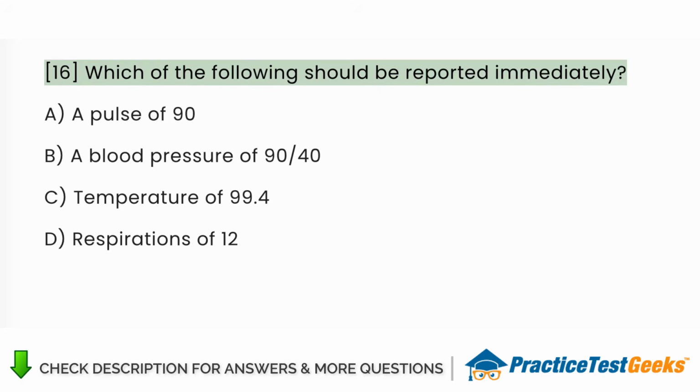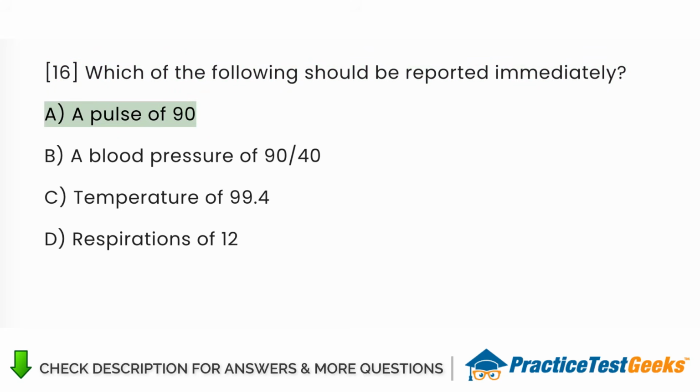Which of the following should be reported immediately? A. A pulse of 90. B. A blood pressure of 90/40. C. Temperature of 99.4. D. Respirations of 12.